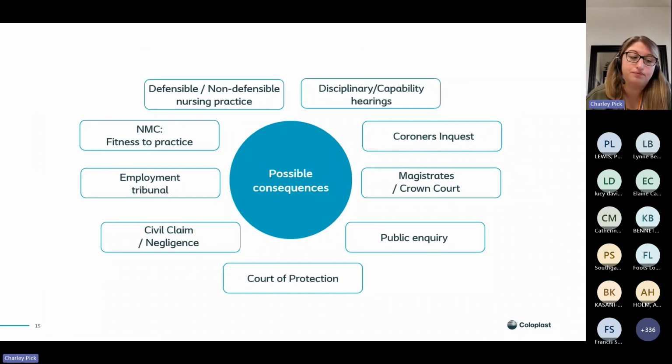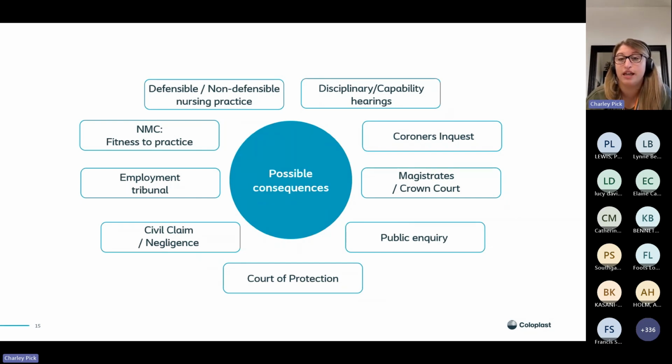Now, we're talking about documentation and some of the possible consequences of not ensuring that you have good documentation. Coroners courts are not always going to be for patients that you have nursed in the last few weeks. You could be called to a coroner's court for a patient that you may have looked after 2 years ago, 3 years ago. Now, I don't know about you, but I can't remember what I did yesterday. So trying to remember what I did for Mrs. Smith 3 years ago is going to be near on impossible. So you will rely heavily on your documentation for that.